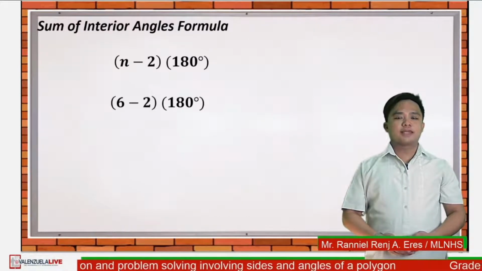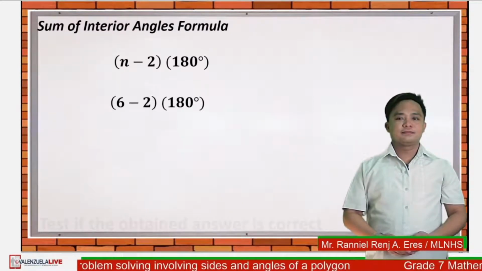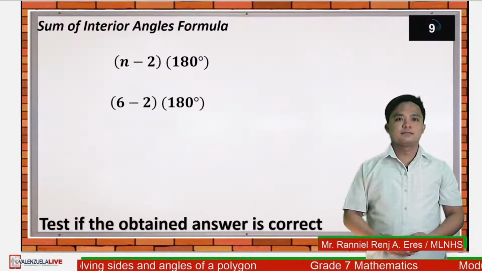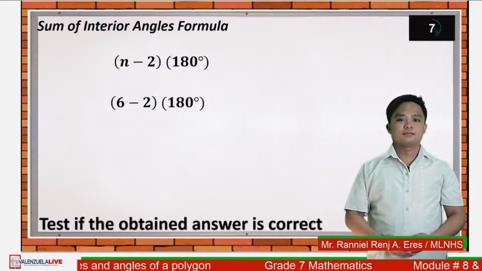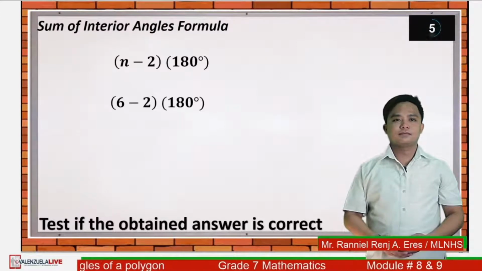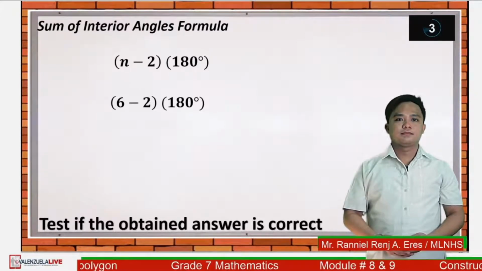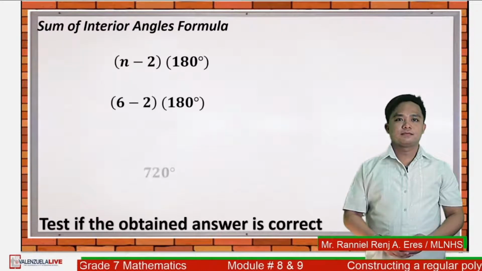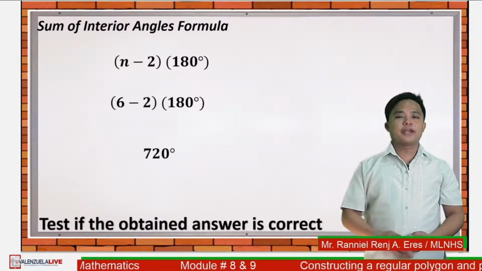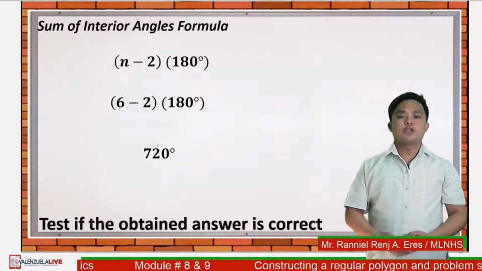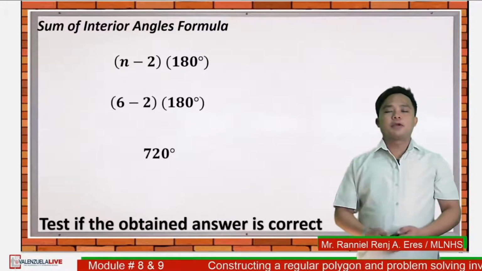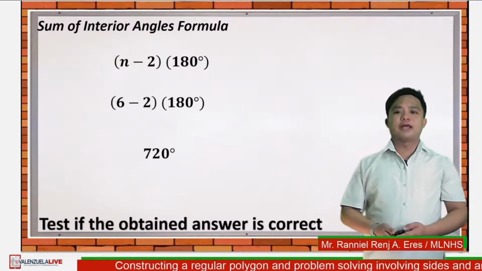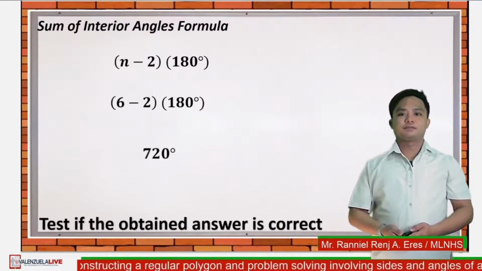I will give you 10 seconds to answer. So the correct answer is 720 degrees. Therefore, we can conclude that the measurement of the sum of all interior angles of a hexagon is 720 degrees.